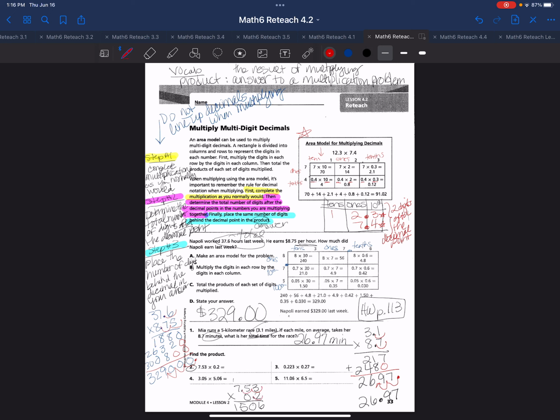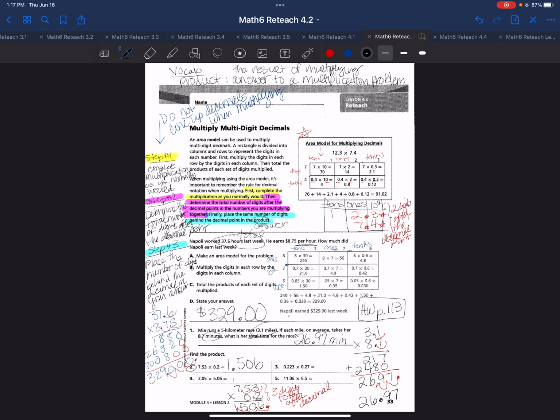1, 2, 3. So there are 3 digits total after the decimal in this product. Then the next step is step 3. I need to take my answer and go 1, 2, 3, and then rewrite my answer here, which is 1 506 thousandths.